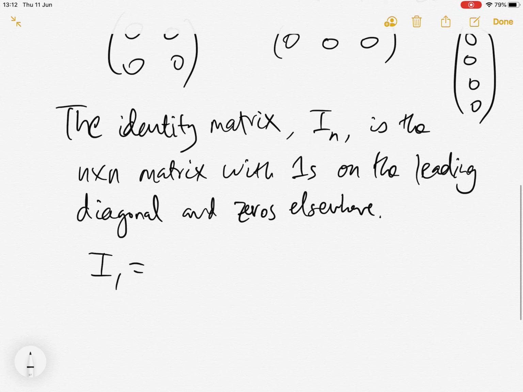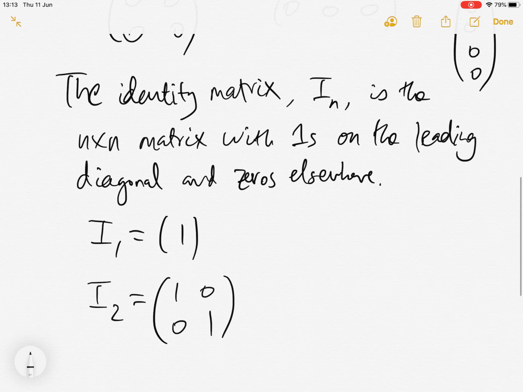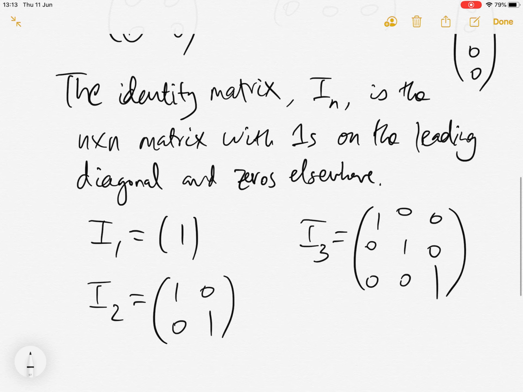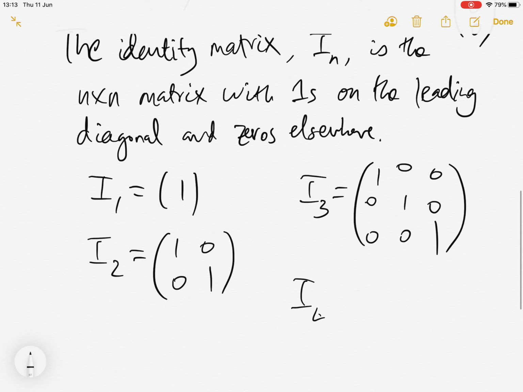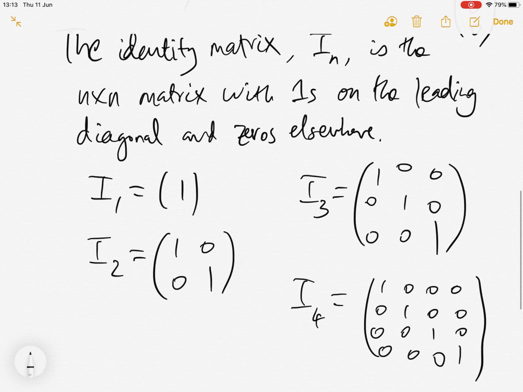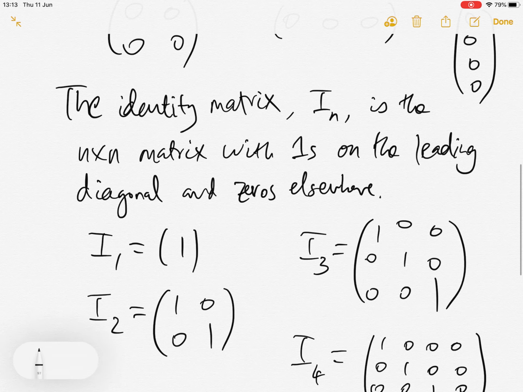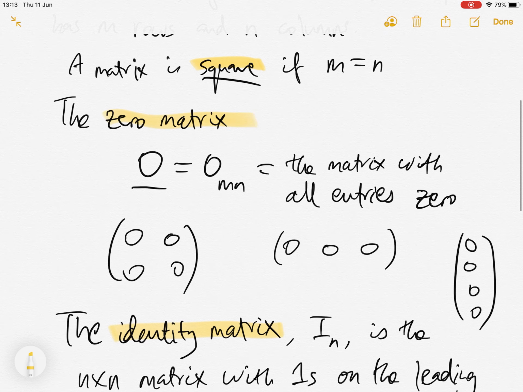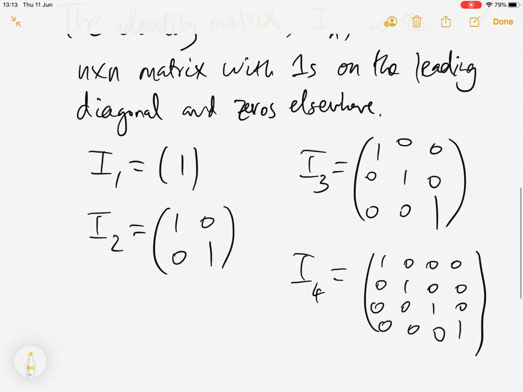Well, I1 is simply the matrix 1. I2 has 1s on the leading diagonal, which goes from top left to bottom right, and 0s everywhere else. I3 has 1s on the leading diagonal and 0s everywhere else. And I4 and I5 and so on are the same: 1s on the leading diagonal, 0s everywhere else. So that's the identity matrix. So we've seen a few different types of matrices here.